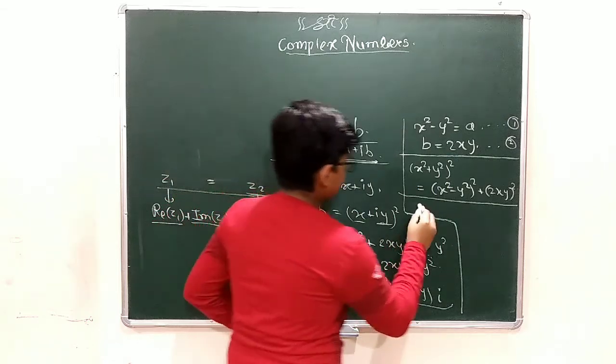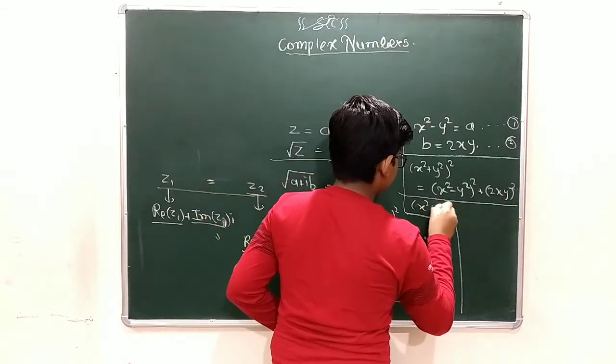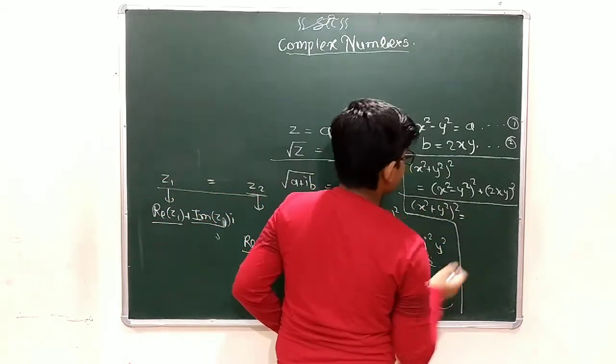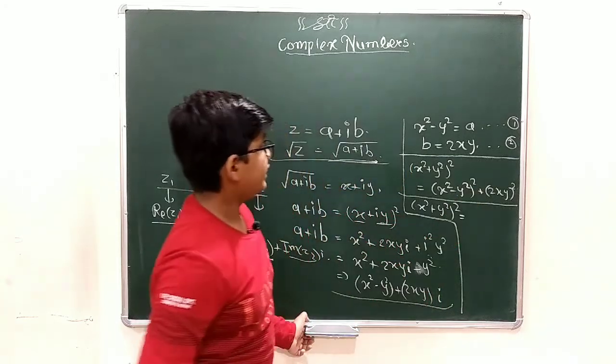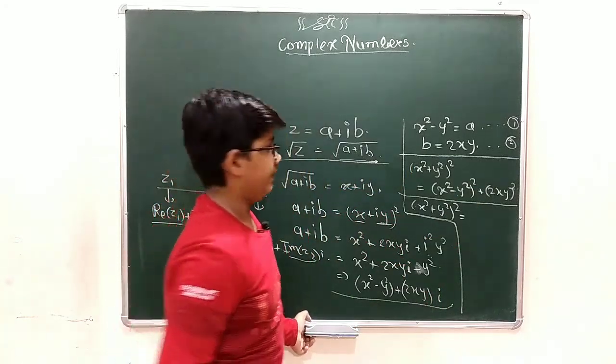Now (x squared plus y squared) whole squared will be equal to (x squared minus y squared) whole squared plus (2xy) whole squared. What is x squared minus y squared? It is a.